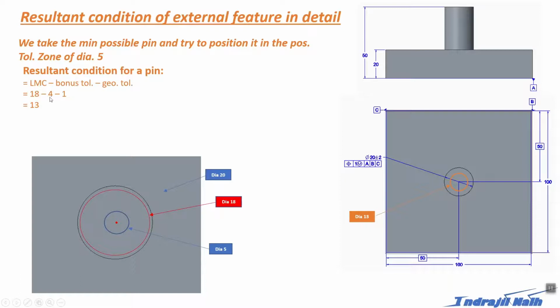So in case of least material condition, because previously, if you take the maximum material condition, which is your 22, in that scenario your bonus tolerance was 0. So here your bonus tolerance will add up. It will be 4. So basically, it will be LMC minus bonus tolerance minus geometric tolerance. LMC is nothing but 20 minus 2, that will be 18, and bonus tolerance will be your highest limit minus the lowest limit, that is 22 minus 18, you get 4, and minus geometric tolerance, which is 1.